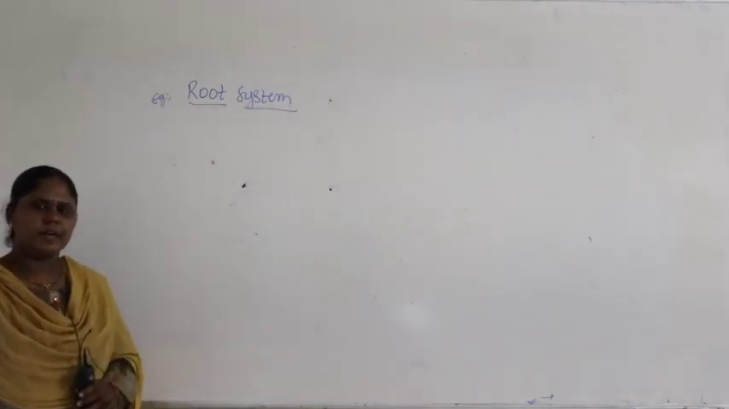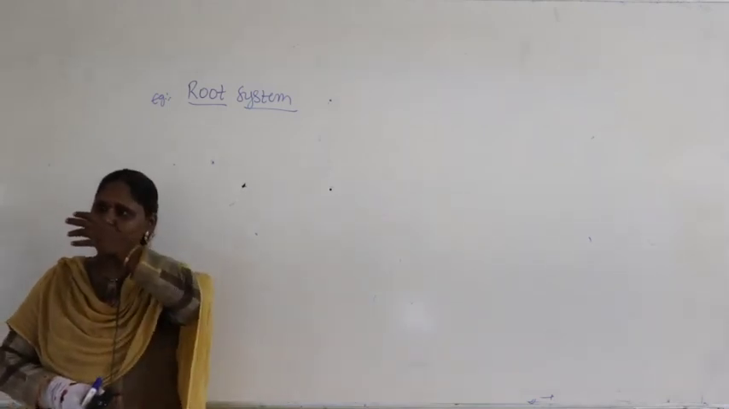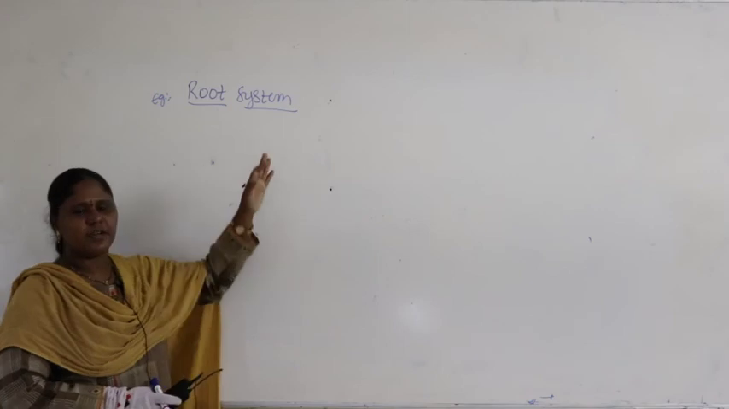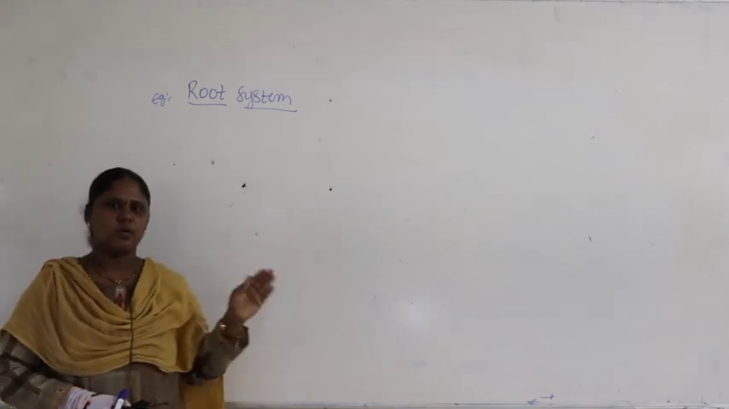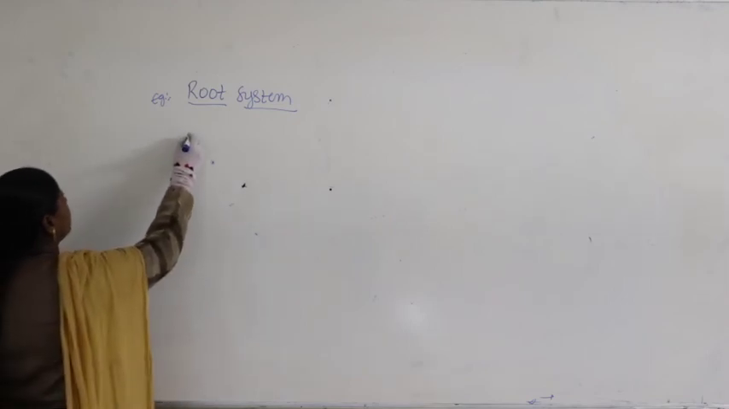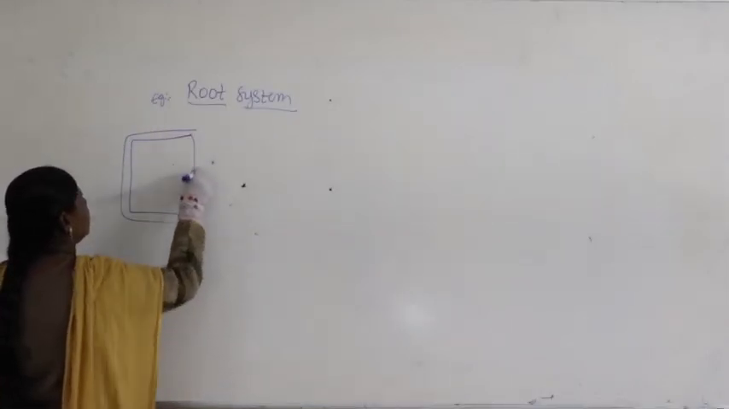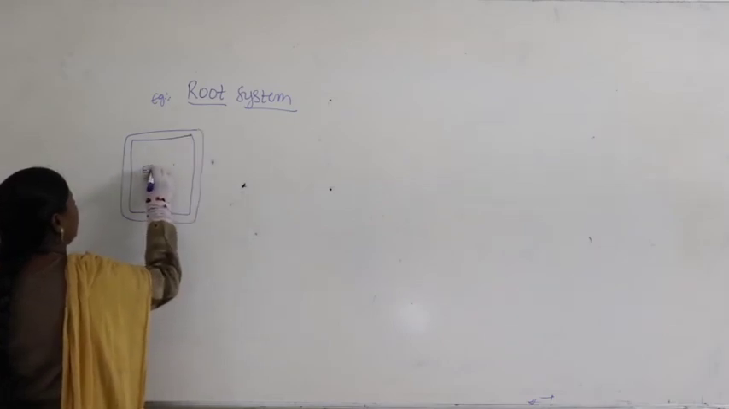What is the example we are discussing now? Root system. When you take the transverse section of the root system, what do we find in the anatomy? Here it contains the first cell, which is called epidermis.